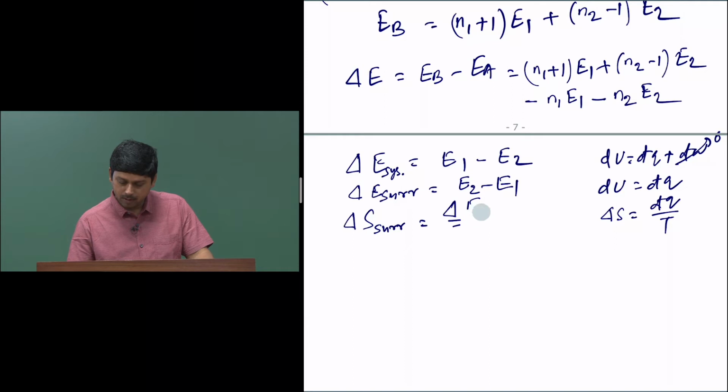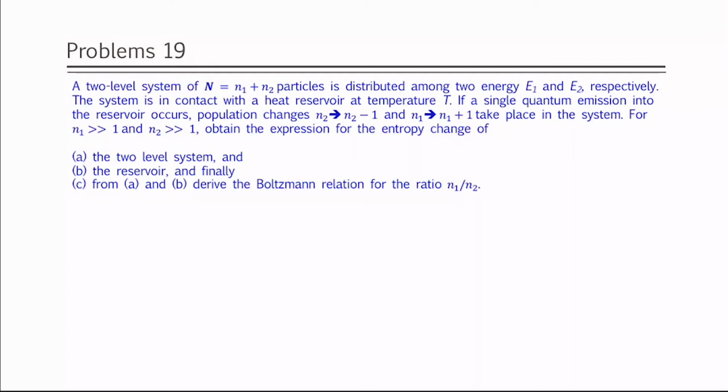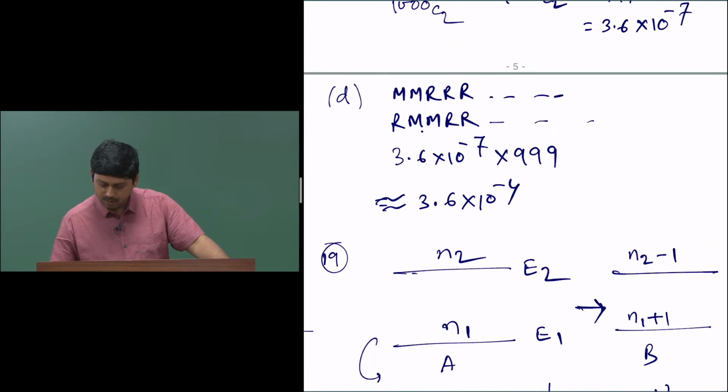So, it is E 2 minus E 1 by T will be the entropy change of the surrounding. Now, coming back to the third part of the same question: from A and B, derive the Boltzmann relation for the ratios of N 1 and N 2. So, the third question demands that we show the relation between this energy and entropy.